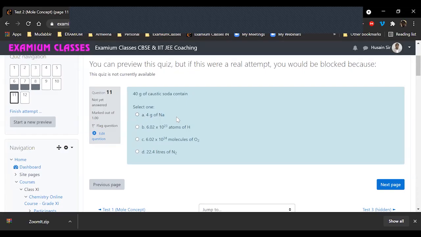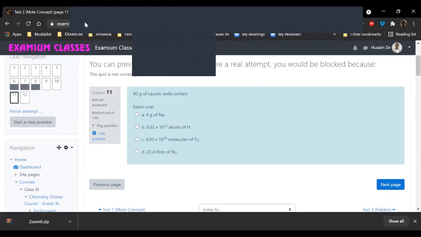The last part is 22.4 liters of N2, which is actually 1 mole of N2. And caustic soda does not have nitrogen. Caustic soda is NaOH. Okay. So that's why D part you don't need to consider. B part is correct, 6.02 into 10 power 23. Any confusion? Anyone?